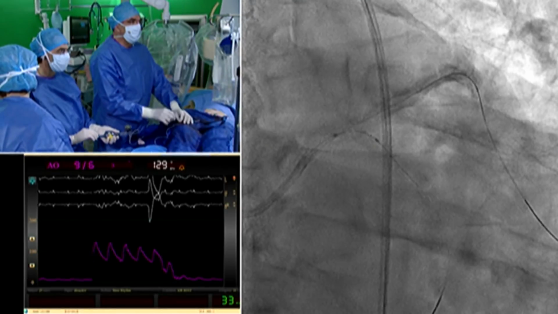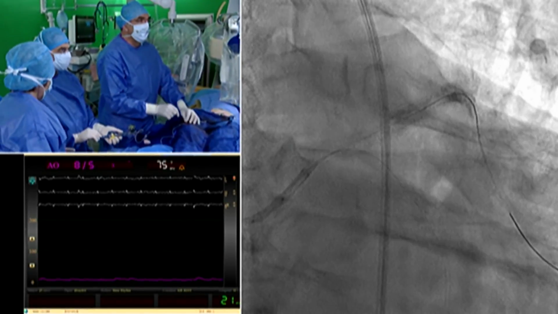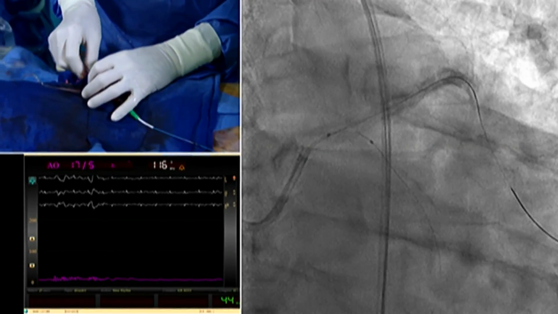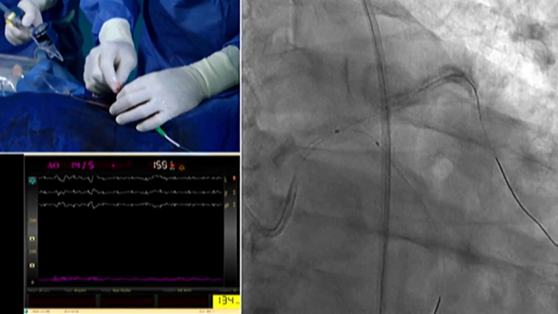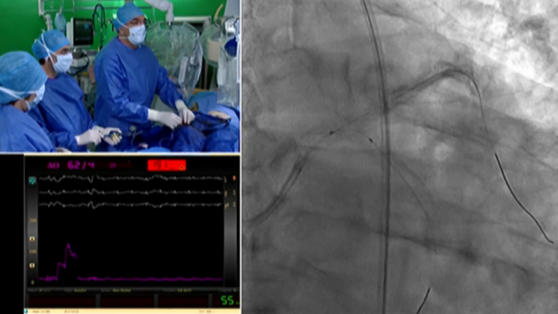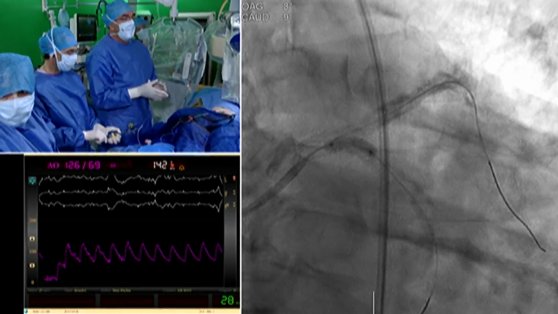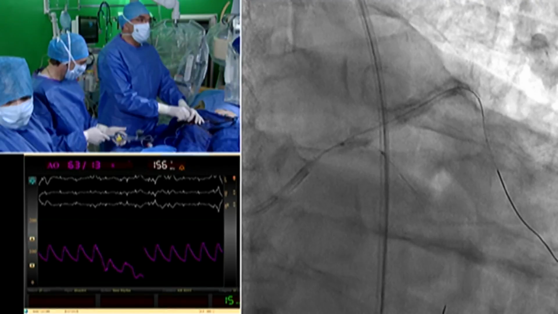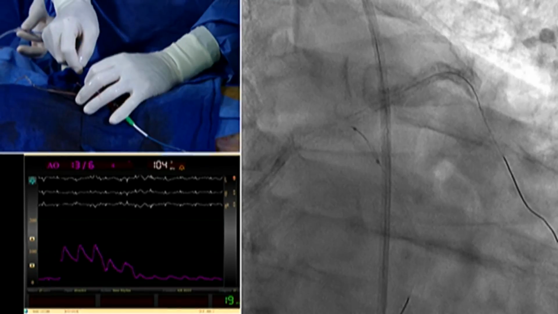Question: given the amount of calcium that's in the ostium of the circumflex, would you have considered rotablating it before jailing it with the left main stent? Yeah, we discussed this before taking the line and the use of the rotablator. I think that the use of the rotablator would be interesting in this particular case. The problem is the risk of distal embolization, particularly in the circumflex. If you have a distal embolization in the circumflex, that could be a problem because it's a dominant large circumflex. So for safety reasons, we took the decision to use only a non-compliant balloon.